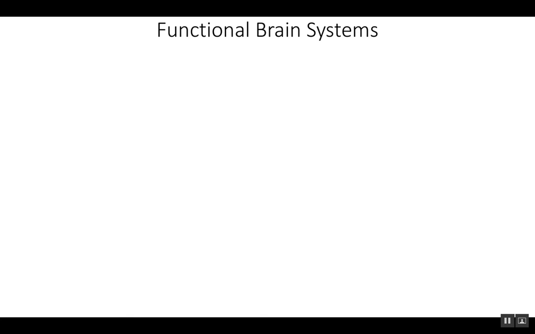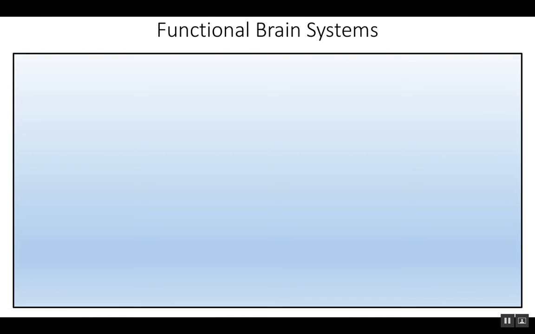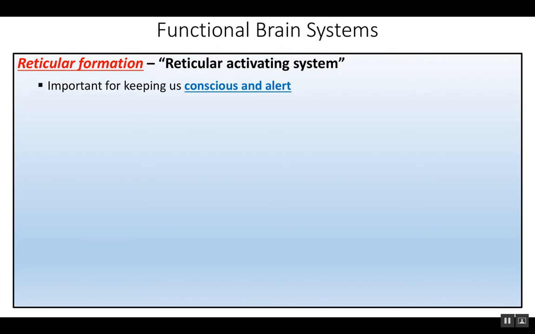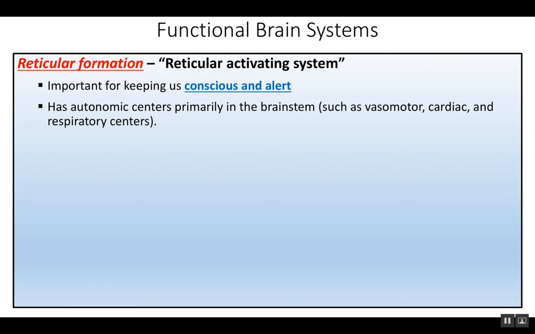Finally, I'd like to talk about two brain systems. Brain systems are many parts of the brain working together. One is known as the reticular formation. Reticular formation is involved in maintaining consciousness and alertness. There's a number of parts of the brain stem that are involved in this. So your brain stem is at the top of the list as far as keeping you aware, keeping you conscious and alert, because it has vasomotor, cardiac, and respiratory centers.